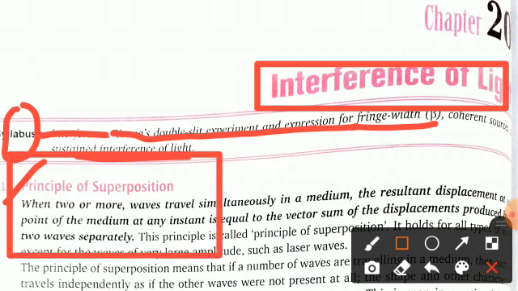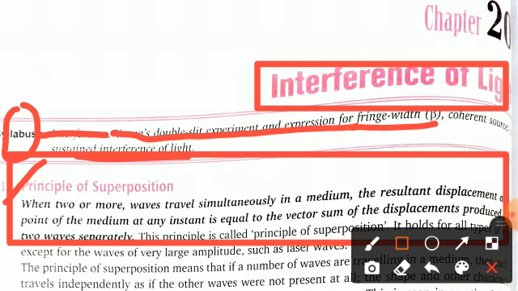Clear? So as you can see here, this is the definition: when two or more waves travel simultaneously in a medium. Medium means whether it is air, glass or water, that is called the medium. So what happens? The resultant displacement at each point of the medium at any instant is equal to the vector sum of the displacements produced by the two waves separately.